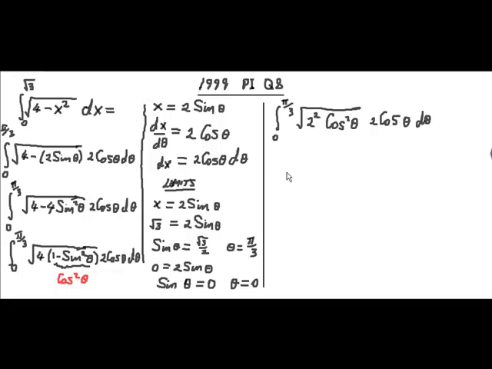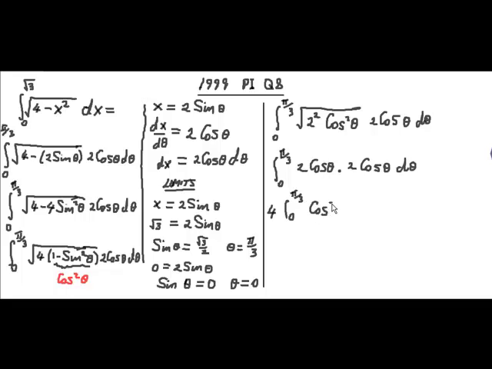Which is the integral of the square root, so we get the square root of everything under the root, which is 2 cos theta. And we still have another 2 cos theta out here, d theta. And the 2 by 2 is 4, that can come outside the integral as a constant, so it's 4 times the integral between 0 and pi over 3 of cos squared theta d theta.